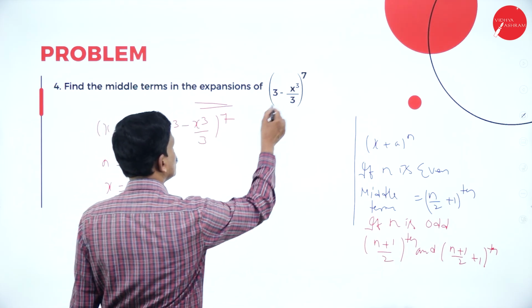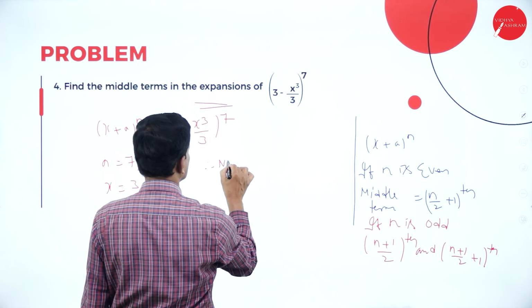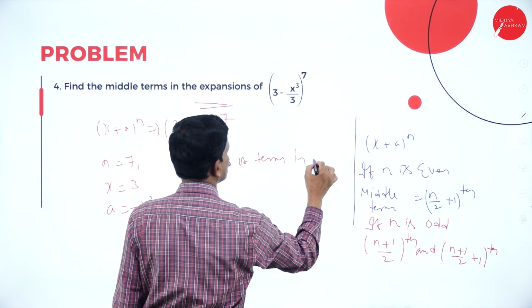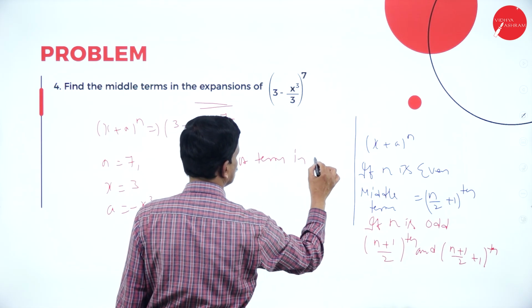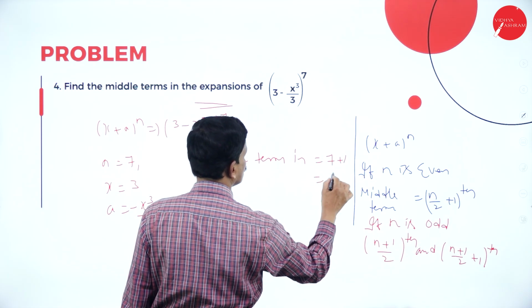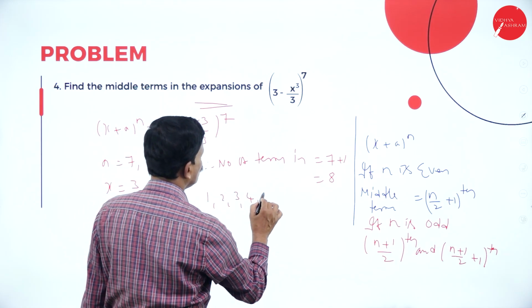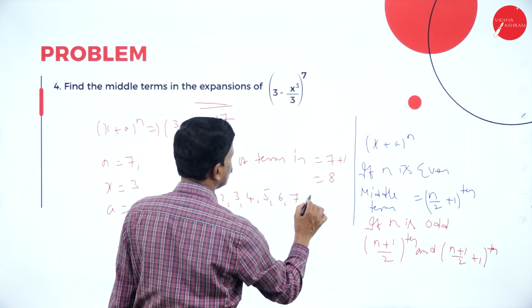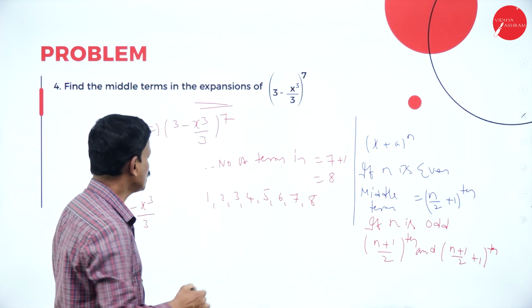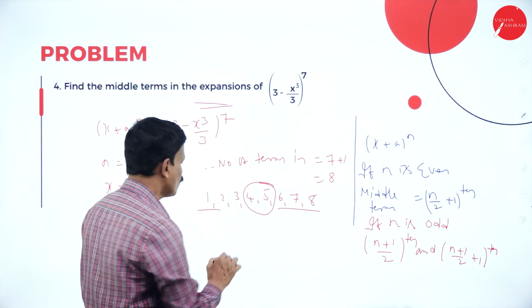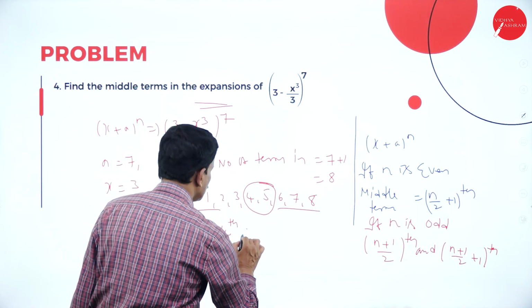The number of terms in this expansion is equal to 7 plus 1, that's equal to 8 terms. See, 1, 2, 3, 4, 5, 6, 7 and 8. Which is the middle term here? These two are the middle terms. That is, the 4th and 5th terms are the middle terms.